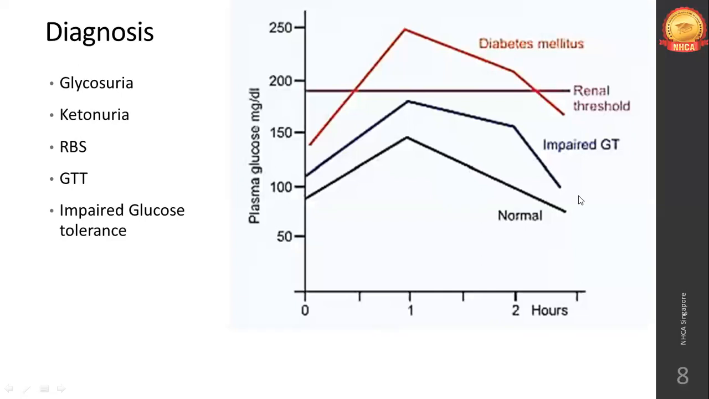The random blood glucose level test, any time of the day, randomly just check the blood glucose level. If the random blood glucose level is higher than 200 mg per deciliter, it is more certain to indicate the person is suffering from diabetes. Okay. A normally healthy person will never have a random blood glucose level which is above 200 mg per deciliter.